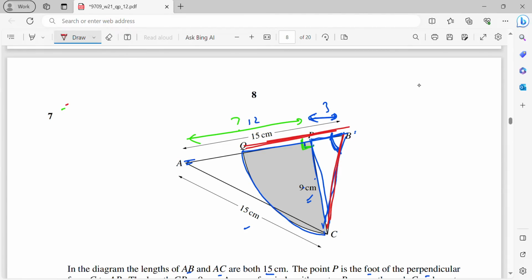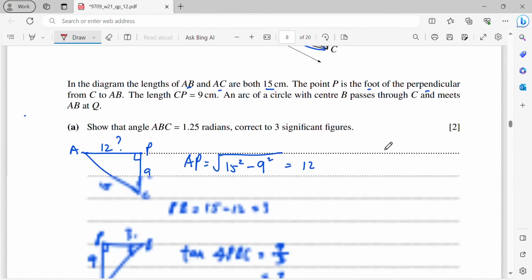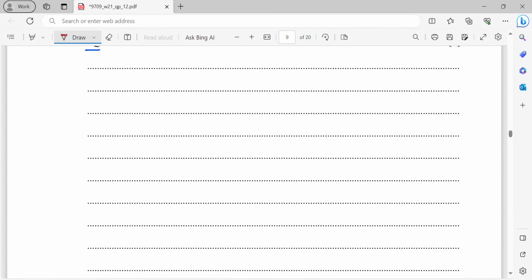So this BC can be found using the Pythagoras theorem, and again I refer to this triangle because I know that this is 3. So I will be referring to the PBC triangle to get the length first.